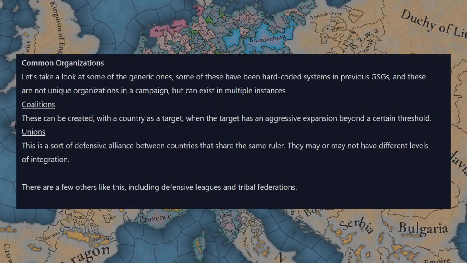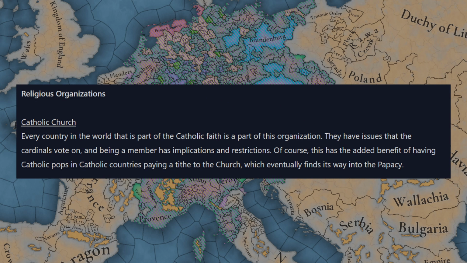And then Johan finishing off saying there are other ones like this, such as defensive leagues and tribal federations. Obviously, different areas on the map are going to have those implemented rather than the more feudal versions at the start of the game for most of Europe and the areas around that. And then there are also religious organizations. The first one being the Catholic Church here.